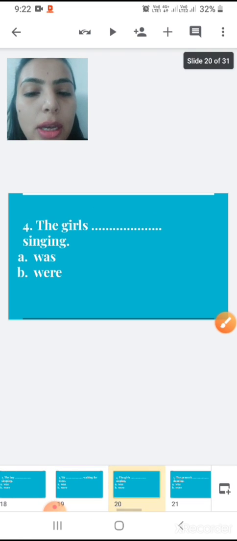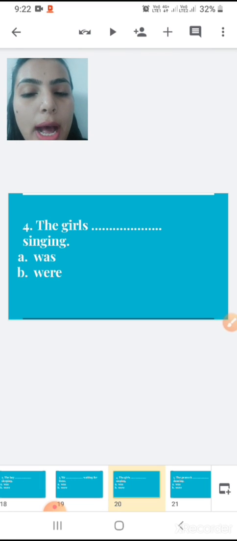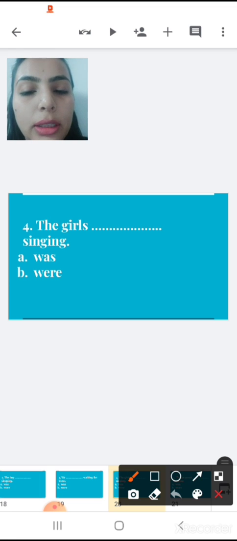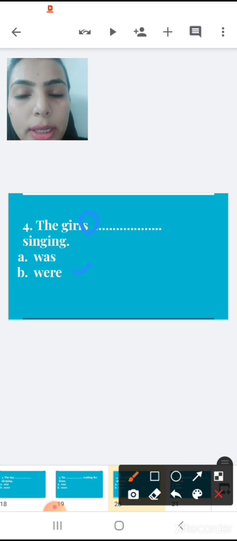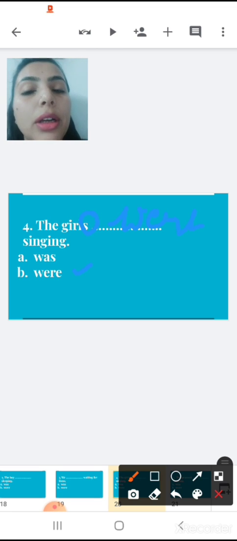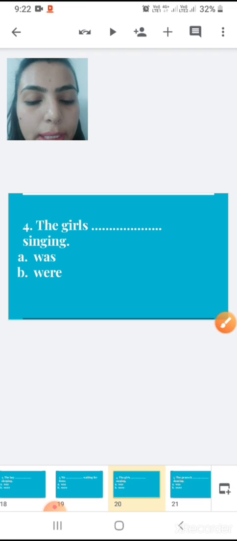Next is: the girls dash singing. The girls were, because here we use S with the girls, which is showing that the girls are plural. That is why we use "were" with the girls. The girls were singing.